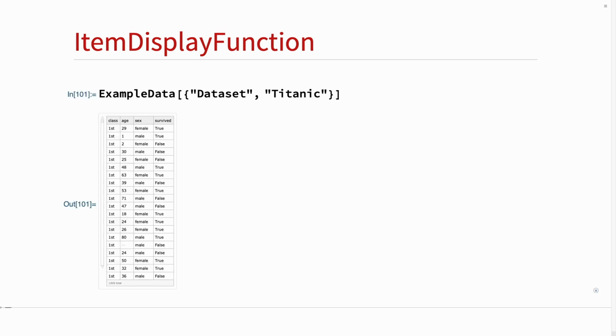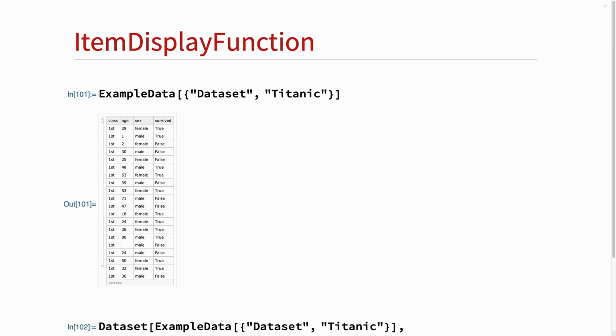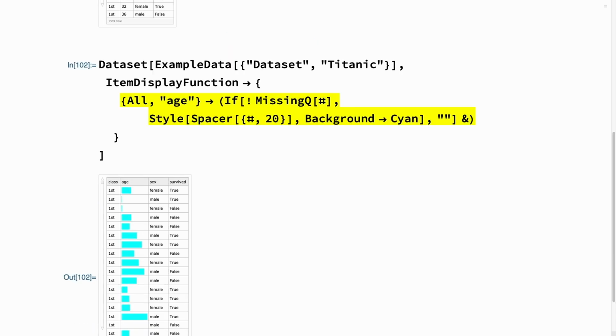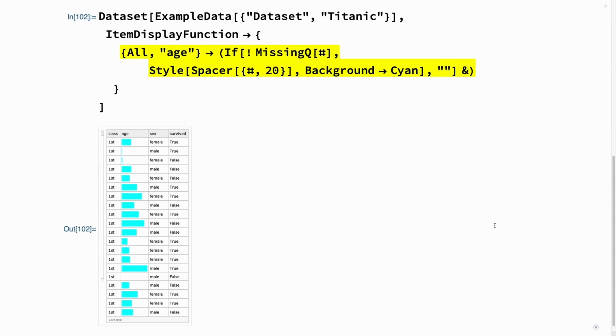So there's also an item display function, which gives you complete control over how things are formatted. So this is the Titanic data set as you get it raw. But you can change the way that those data items are presented by giving an item display function. So in this case, instead of showing a numeric age, I'm using the age to govern the length of a bar, so I get a kind of bar graph presentation of that data.